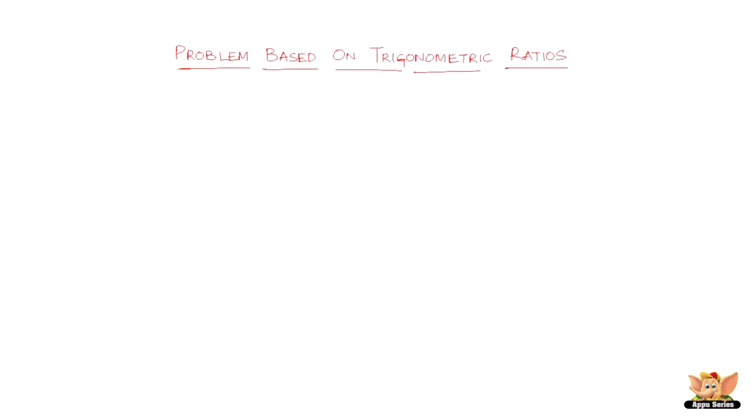In this video, let us solve a problem based on trigonometric ratios. So this problem is going to be slightly different. It's not about finding the value of something or evaluating something, but it is about proving that two acute angles are equal based on trigonometry. So here's a question.